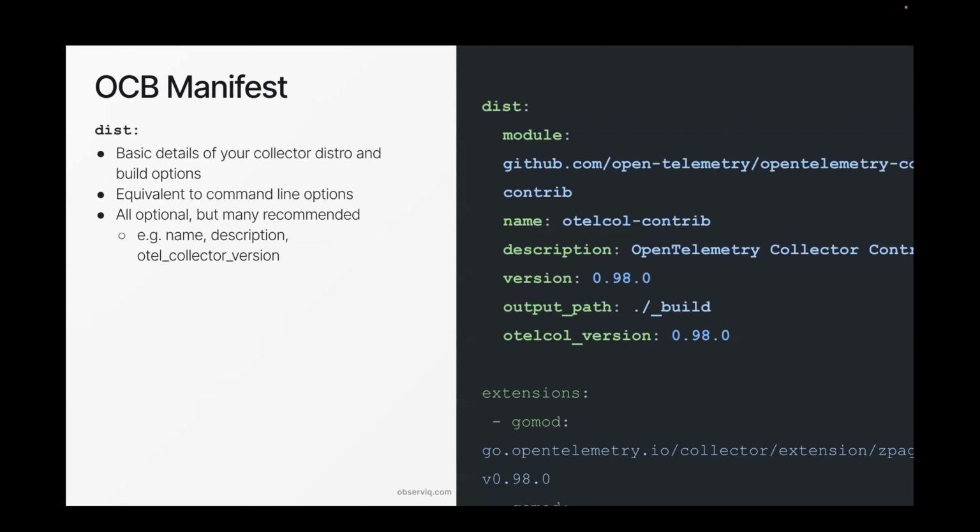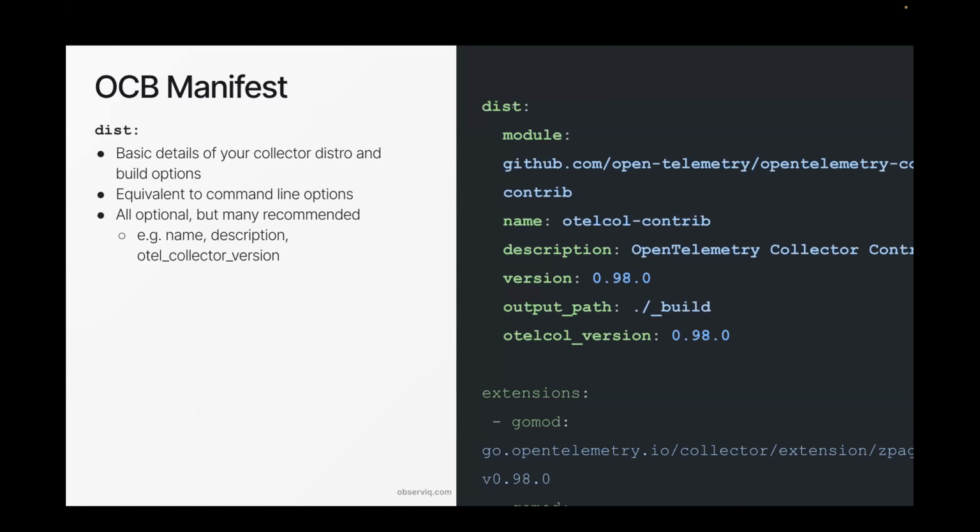Okay, so the first thing to understand is what goes into a collector. And we know it's receivers, processors, exporters, connectors, extensions. But in the manifest, it's defined in a specific way. And we'll look at an actual manifest file. And this is mostly directly from the contrib collector. But it's broken up into two main components.